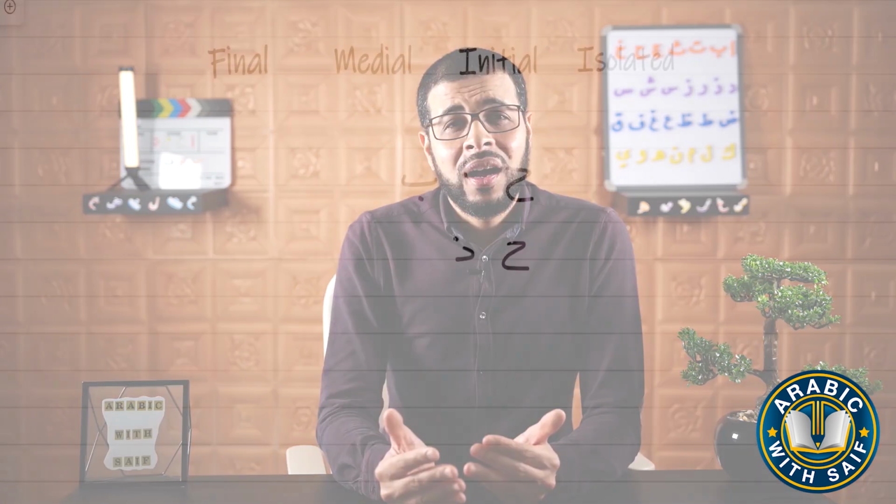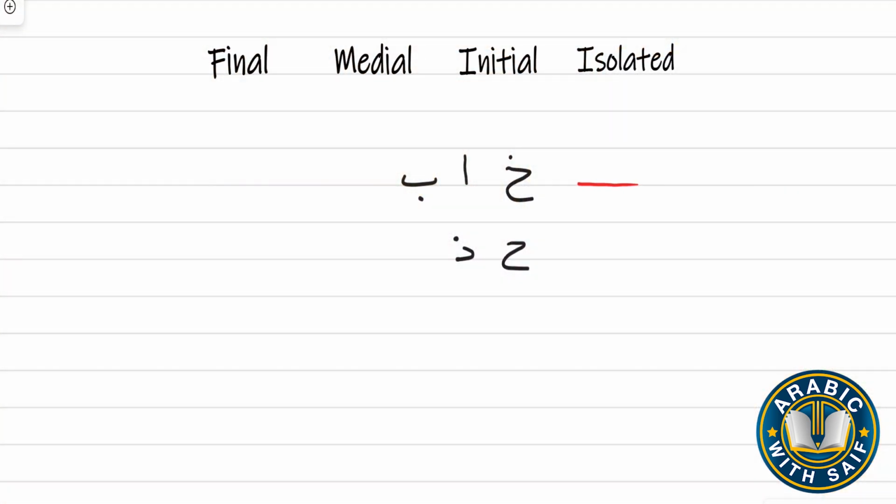Okay, now I will show you some isolated letters and try to form two words. And if you have any question, please write it in the comments. I'm always ready to answer. Kha, Alif, Ba. Try to form a word from these three letters. Ha, Dhal. Try to form a word from these two letters.